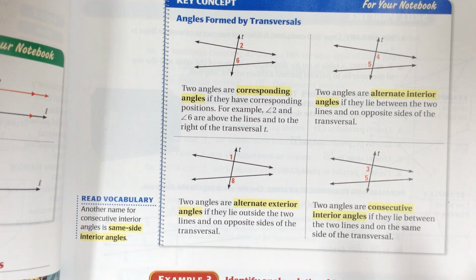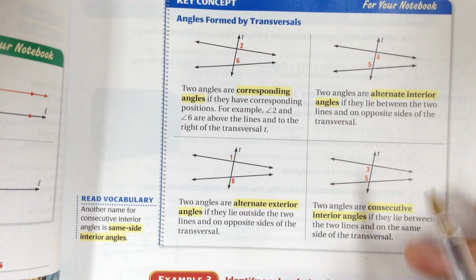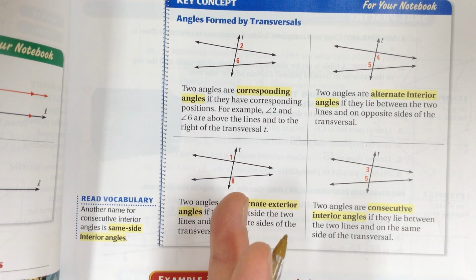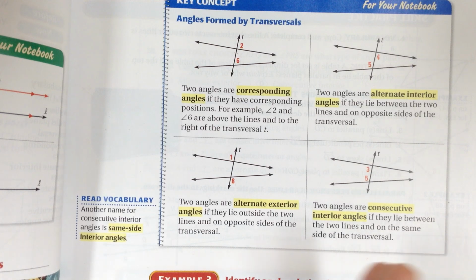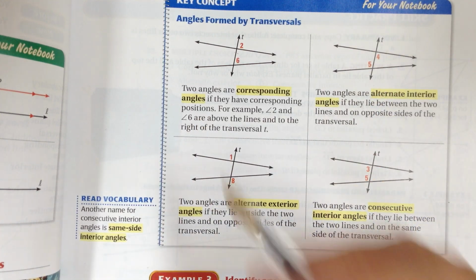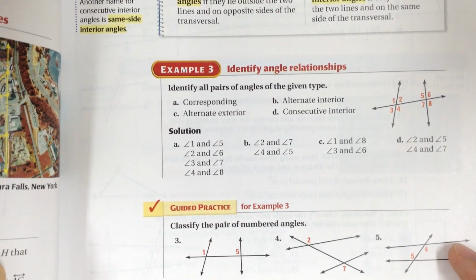So you've got to understand the names. Again, interior means inside the 2 lines. Exterior means outside the 2 lines. Same side means both are on the same side of the transversal. Alternate means one on the right side, one on the left side of the transversal. By combining those words, you can come up with different combinations. Also, corresponding angles means they have the same position at each intersection. Now let's go ahead and do the example.